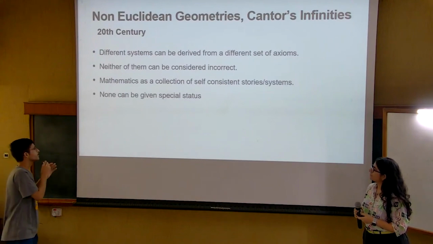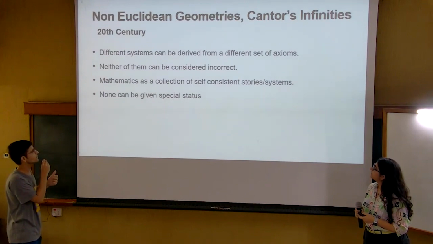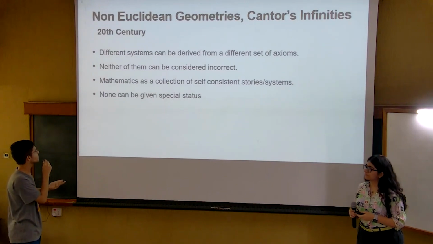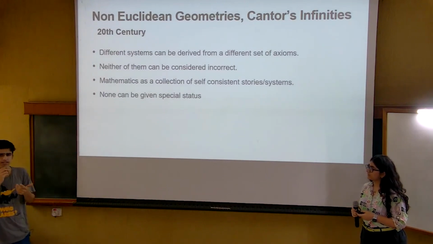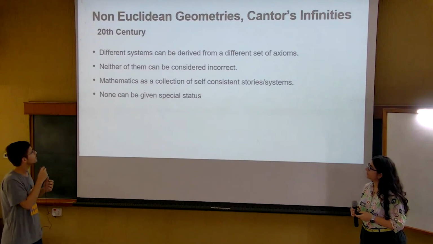So mathematicians started to view the subject as a collection of self-consistent stories or systems, and none of them could be given special status because they are all correct in themselves.